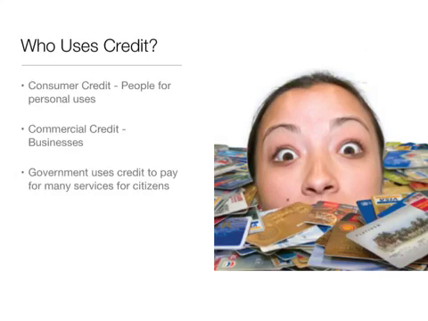Okay, who uses credit? The first type of credit is consumer credit. Consumer credit is the type of credit used by people for personal reasons, such as buying groceries or getting gas. The other type of credit is commercial credit. This is the type of credit businesses use for big purchases or buying buildings. Also, the government uses credit to pay for many services that they provide for the citizens.